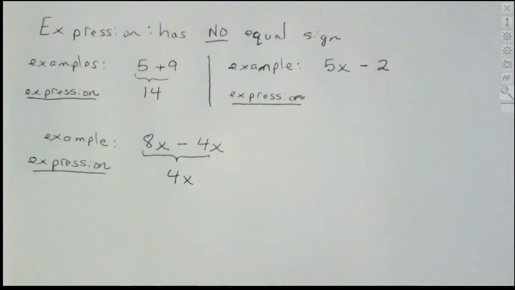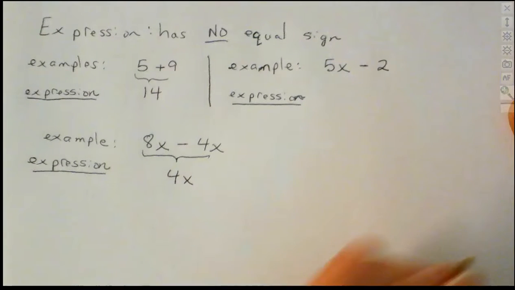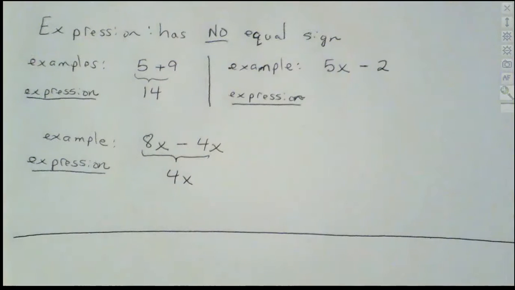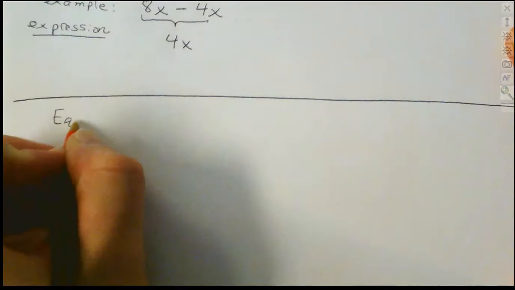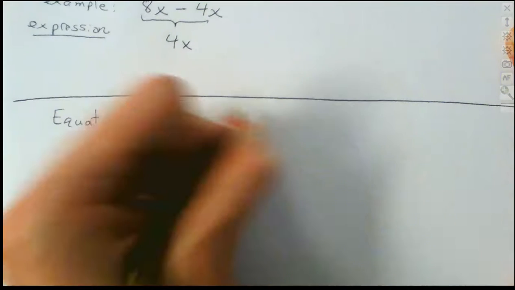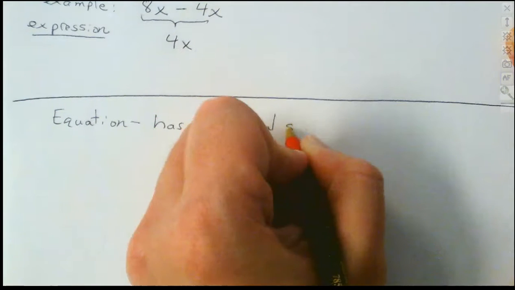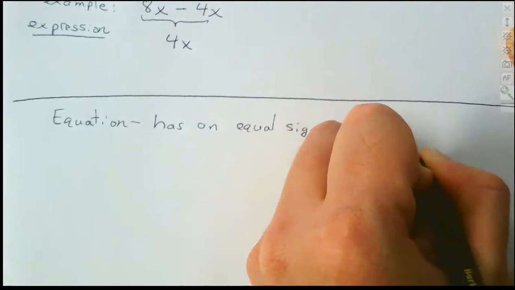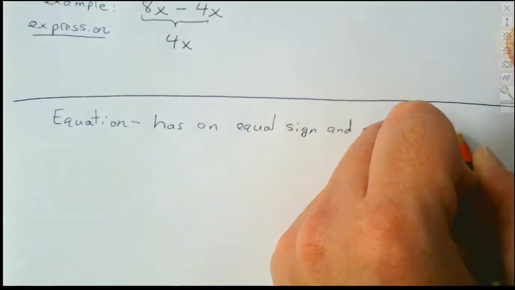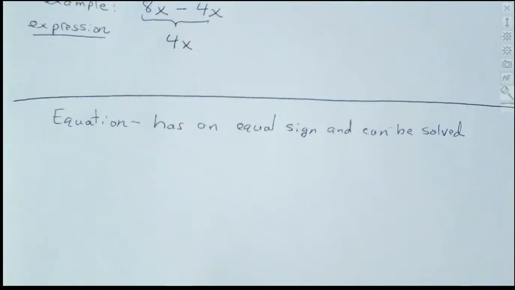And again, an expression does not have an equal sign. An equation has an equal sign. So an equation equals something, and it can be solved. An equation has an equal sign, and we can solve it. So we're going to be learning how to solve these. So this has an equal sign, and we can solve it.